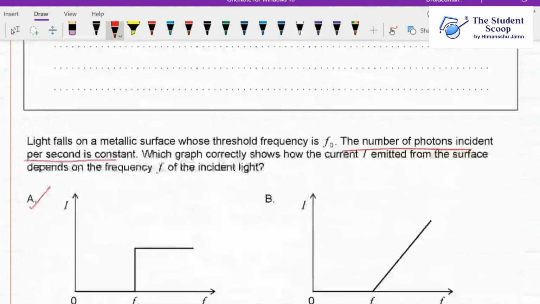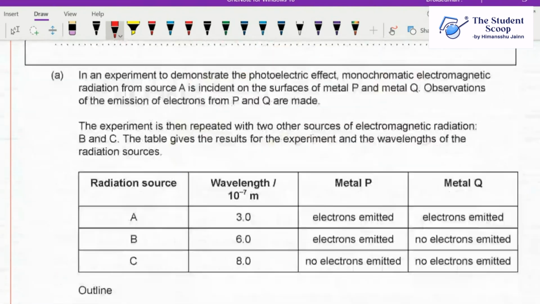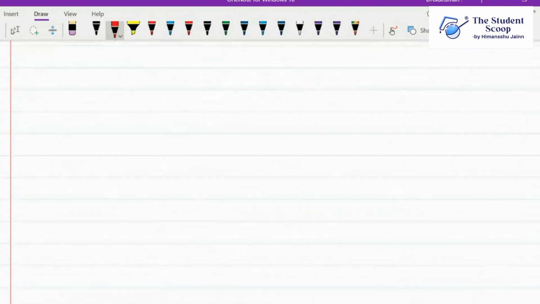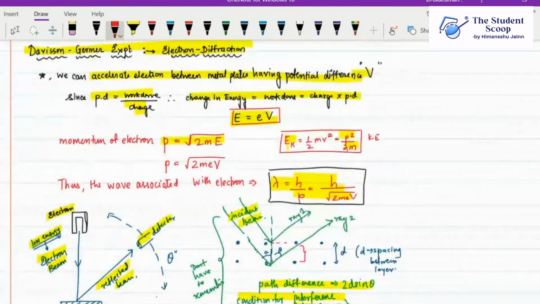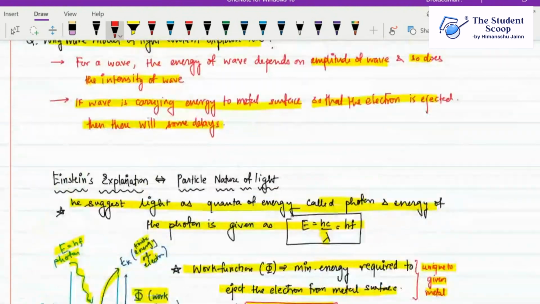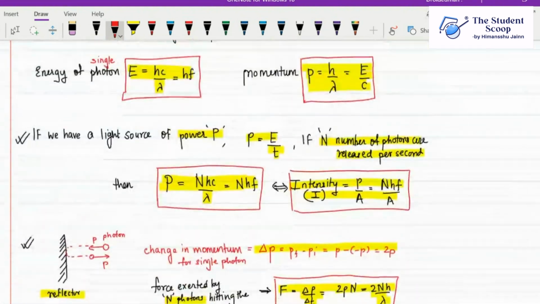So questions like these are expected in this particular chapter. Okay. Now, apart from this, we can practice textbook questions, but this is all there is in E2. Okay. So thank you so much, guys.